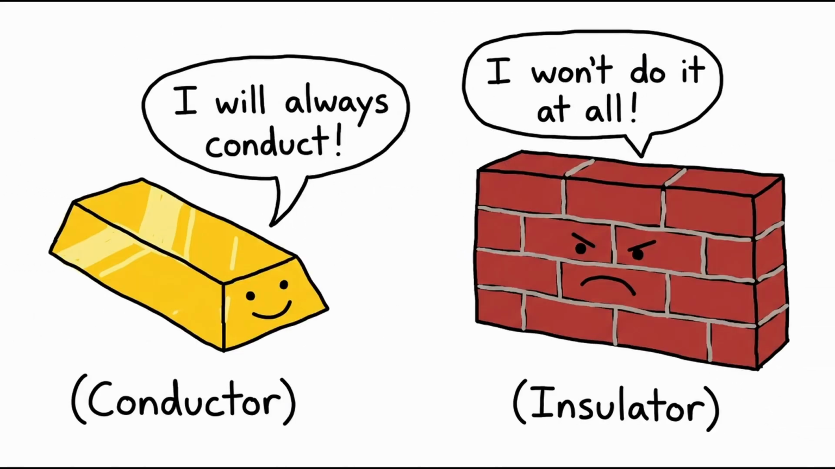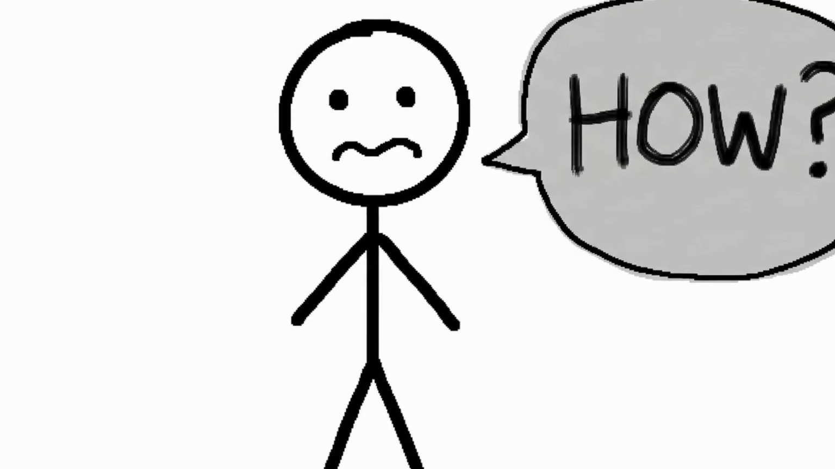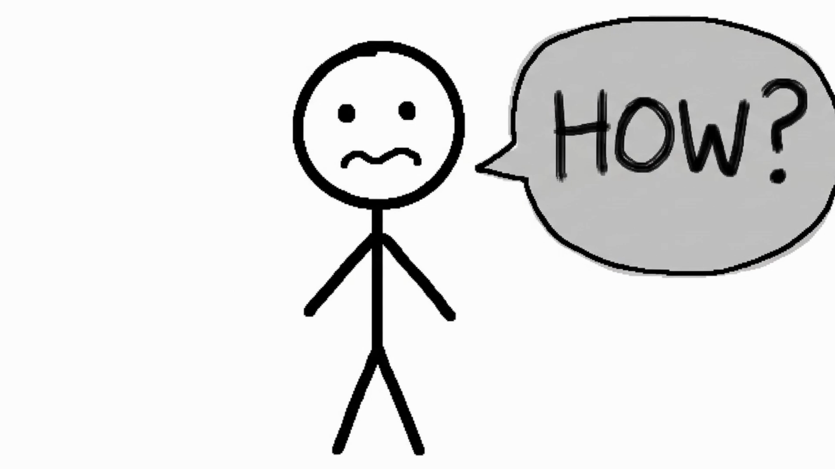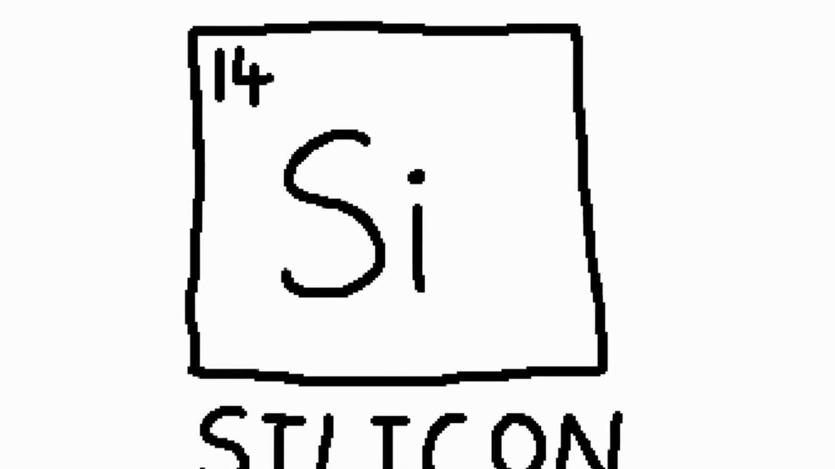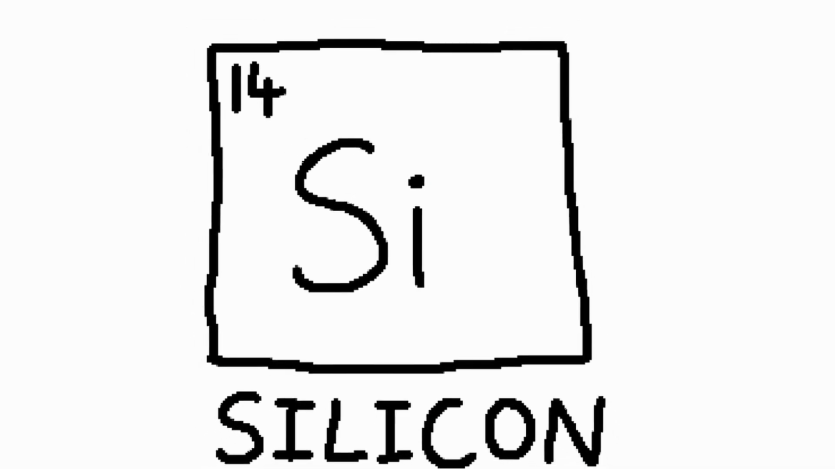But if conductors are always on and insulators are always off, how do we make a switch that doesn't have any moving mechanical parts? We need a material that can do both, a material that is semiconductive. Silicon, atomic number 14 on the periodic table.